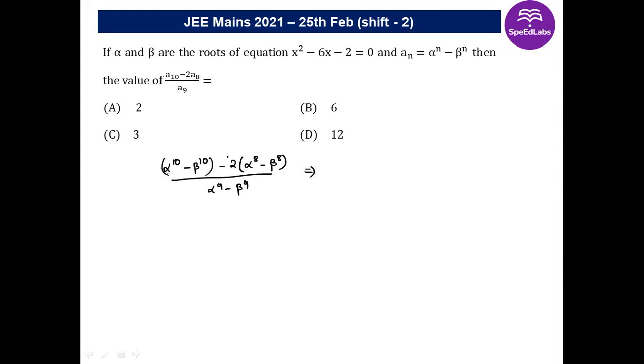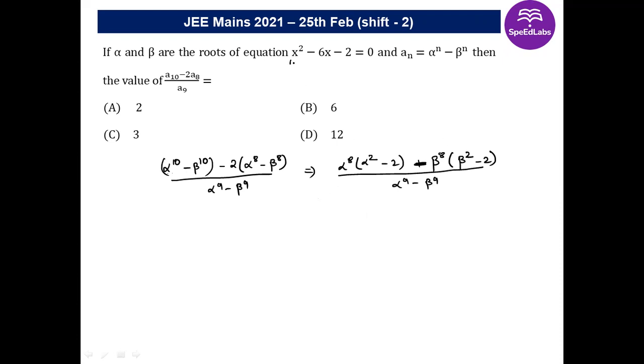So here what I can do is take alpha to the power 8 common, right? So from here alpha square will remain and from here a minus 2 will remain, right? And in the same manner over here I can take minus beta to the power 8 common. So from here I'll get beta square and the same minus 2 from here, right? And divided by alpha to the power 9 minus beta to the power 9. Okay, now how to simplify this further?